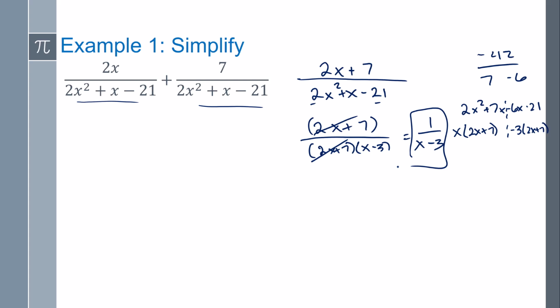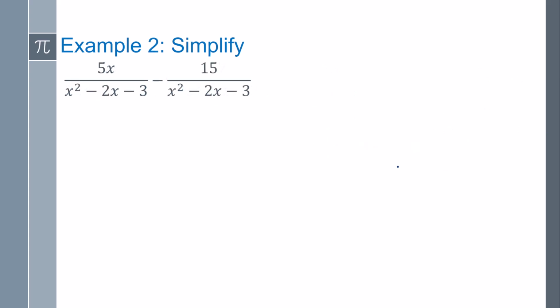Now the question is, how do I know that it's going to reduce? The only way to find out is by factoring. So for this next one, the denominators need to be the same. They are, so I can combine them into one fraction. And then the tops, it's 5x minus 15. I don't know if it reduces. Let's see. On the top, I can factor out a 5.